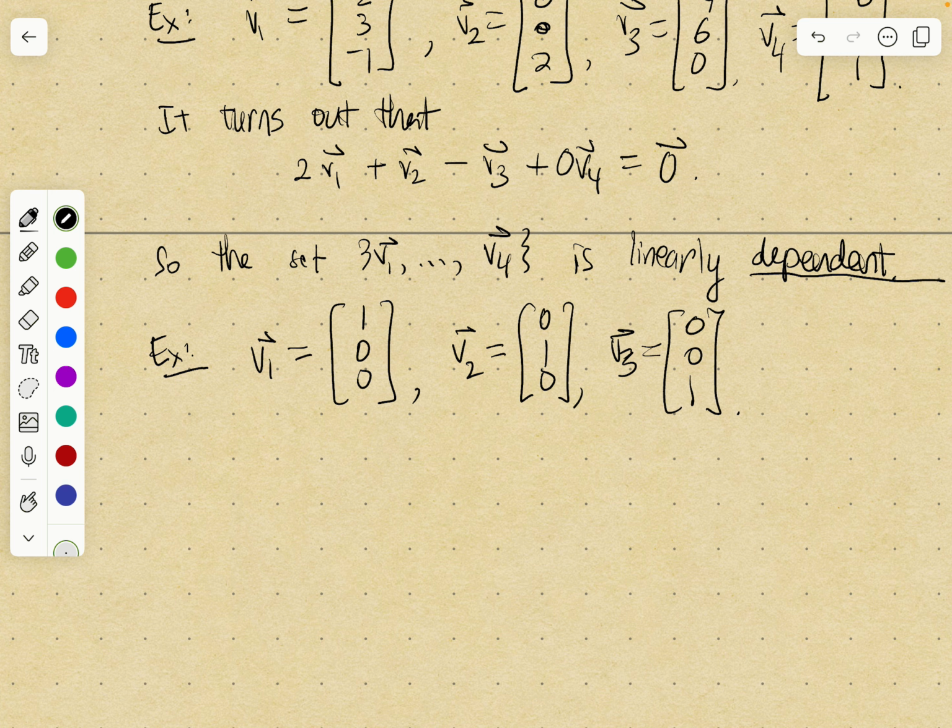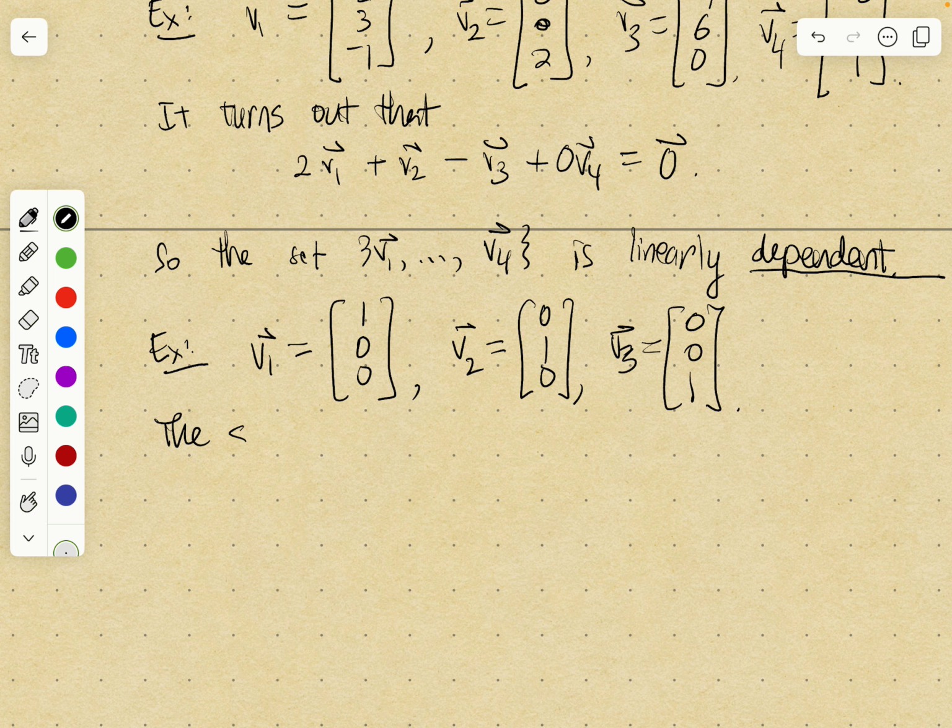Okay, so let's go over the answer. The set V1, V2, V3 is linearly independent.